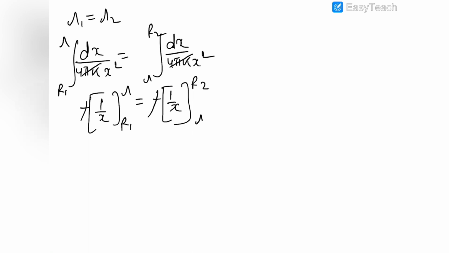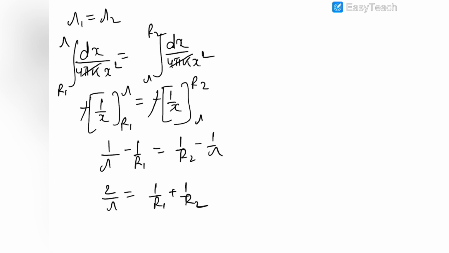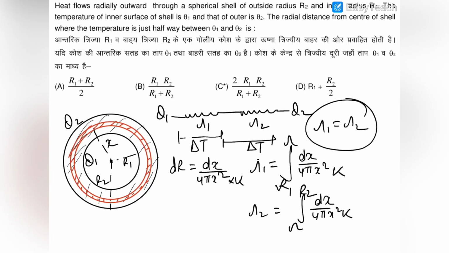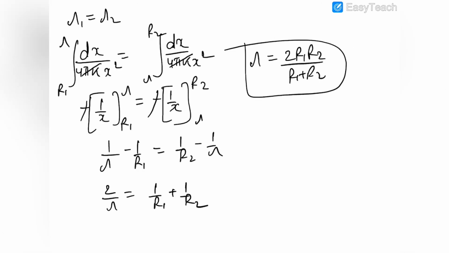Cancelling this minus with minus, we can say that 1 upon r minus 1 upon R1 is equal to 1 upon R2 minus 1 upon r. So you can say that 2 upon r is equal to 1 upon R1 plus 1 upon R2. And you can say that r is equal to 2 R1 R2 upon R1 plus R2. So the correct answer would be option number C. You can see that 2 R1 R2 upon R1 plus R2.